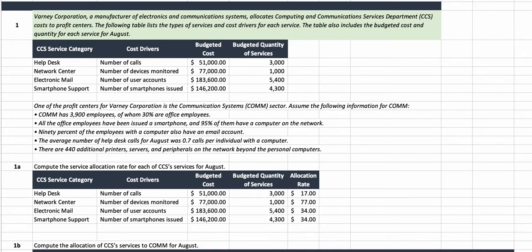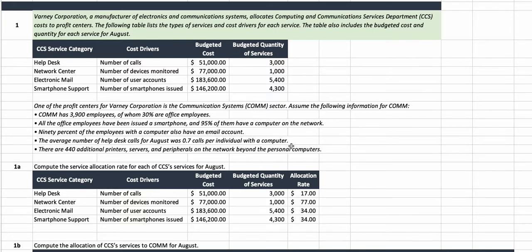In our problem set today, we're going to look at allocating service costs to a profit center. So we're working within the same company, but we want to be able to allocate certain costs for services to the different profit centers. Let's go ahead and get started. This one is Varney Corporation.